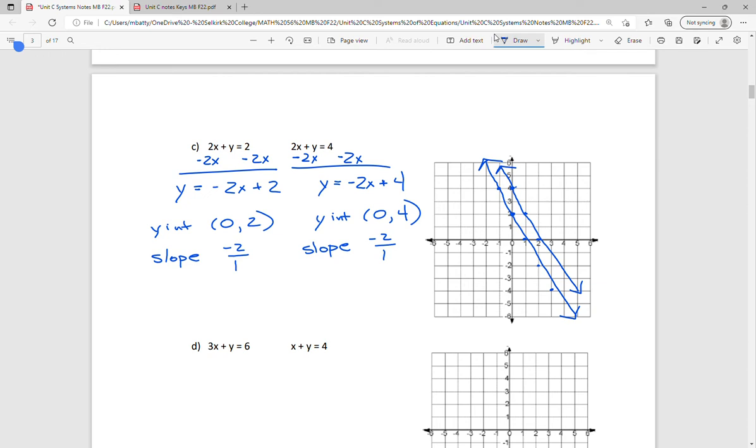The lines run parallel. And so what that's telling me is that there is no way to make this system of equations happy. There's no value of x and y that's going to satisfy both equations at the same time. So in math, I say that this is an inconsistent system, and there is no solution.